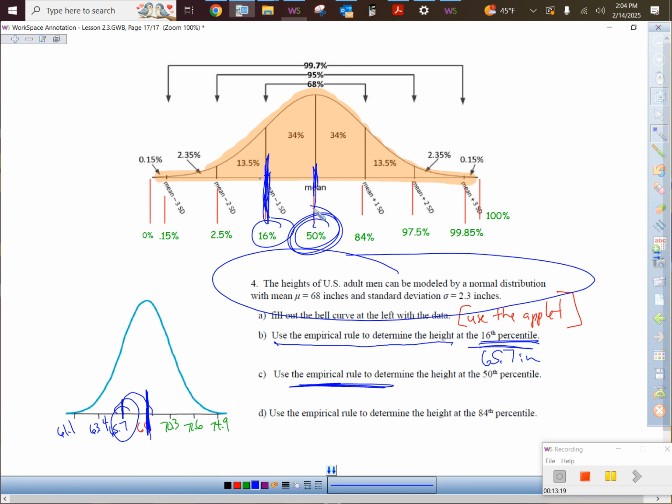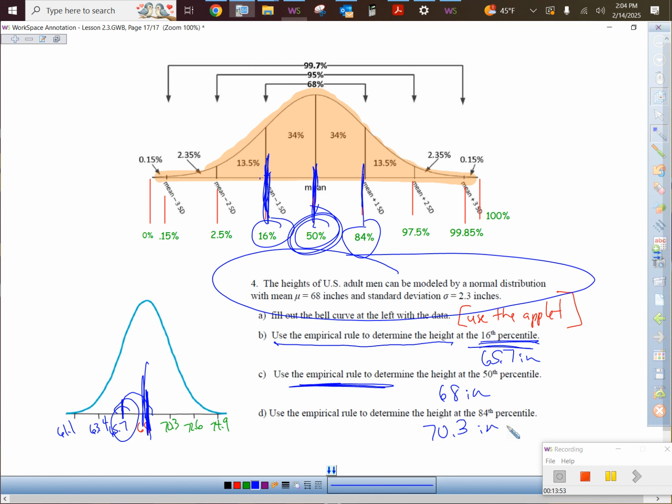68 inches. So the last one of the day is, can you find the 84th percentile? It's all by using the empirical rule. Isn't that one of these magic green numbers that are on the screen right here? So it's right here. And isn't that one standard deviation above the mean in that case? So that would be 70.3. Is that what that says? 70.3 inches.